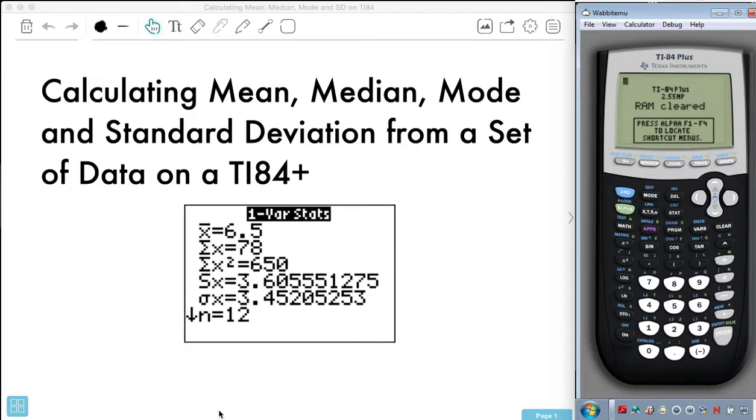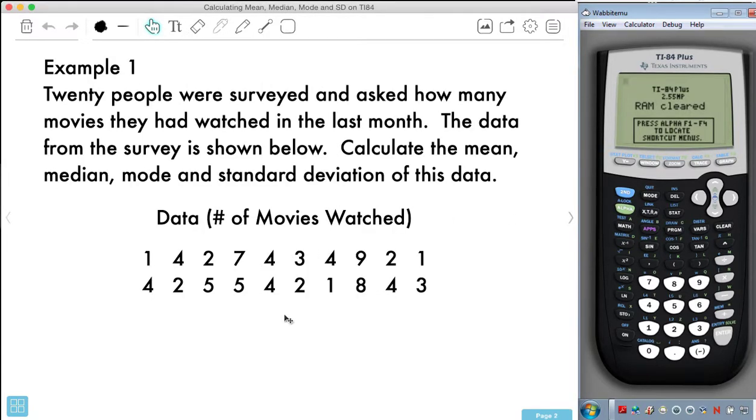Hello, welcome to this video on calculating mean, median, mode, and standard deviation from a set of data using a TI-84 Plus graphing calculator. We're going to go right into a first example. Your teacher, I would assume, already discussed the meaning of mean, median, and mode. We're just going to focus on actually using the technology to find those values.